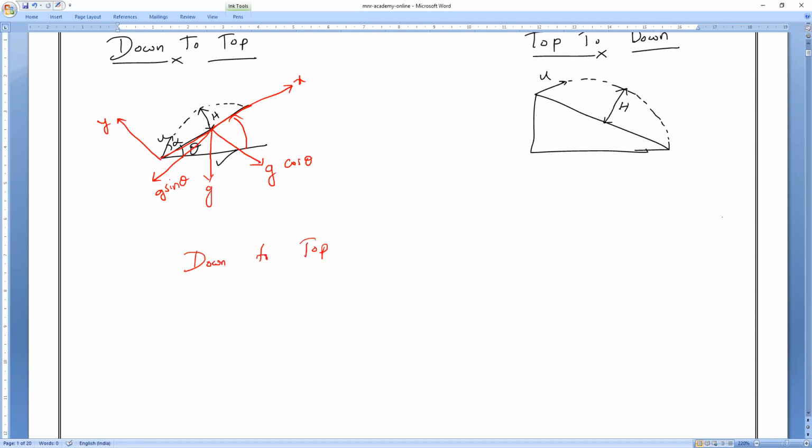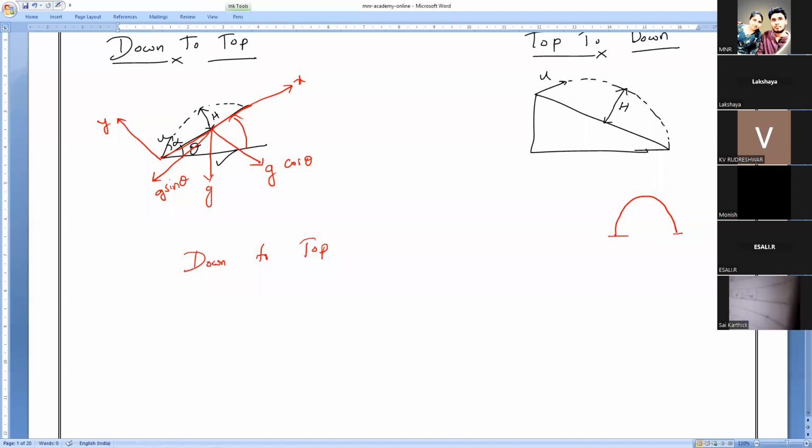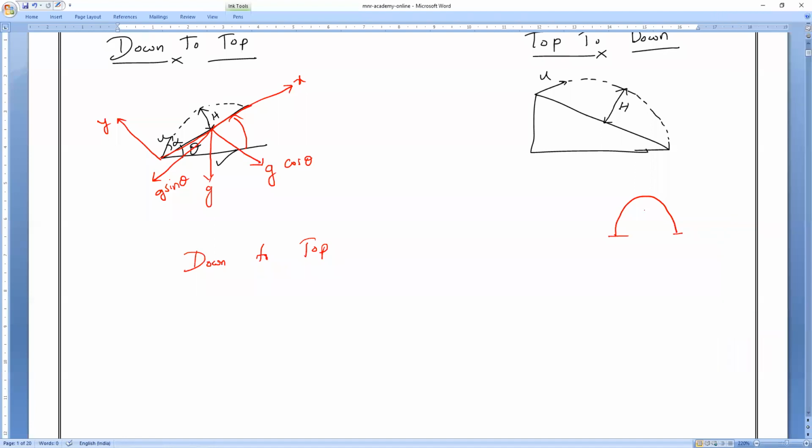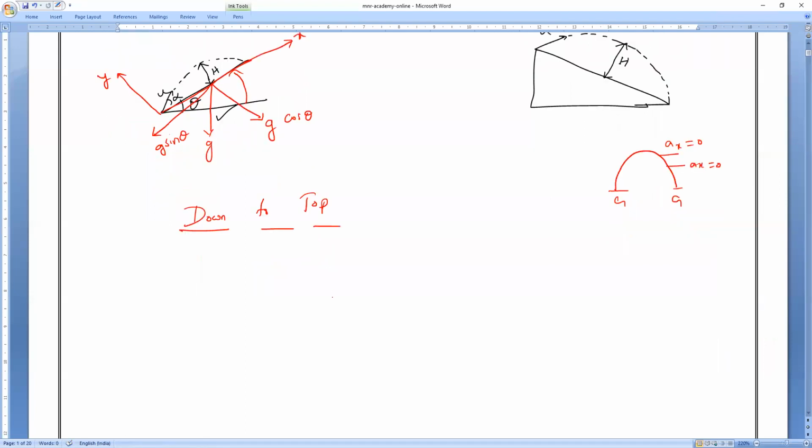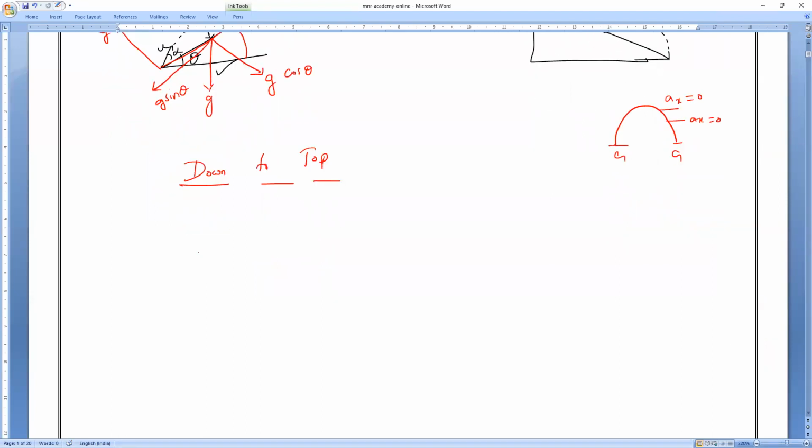Basically, if you take ground to ground, what is the acceleration in the x-axis at every point? Ground to ground means acceleration is equal to 0. But on an inclined surface, from down to top, we have acceleration in both the x-axis and the y-axis.